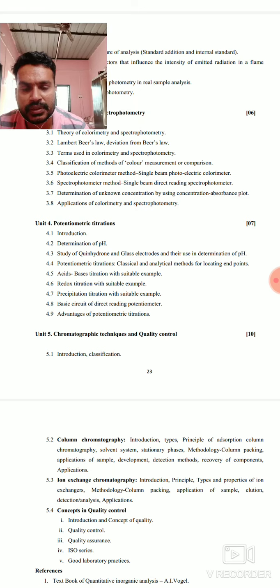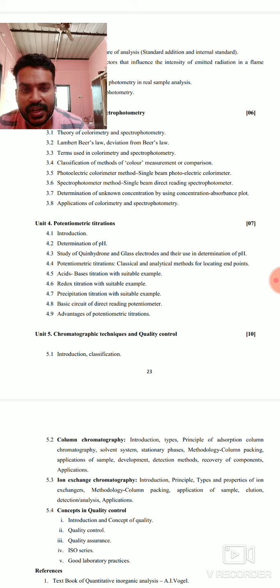Now which points are we going to cover in this potentiometric titration? It includes the introduction, and the application of potentiometric titration in the determination of pH, and this determination of pH we are going to study with the help of the quinhydron electrode and the glass electrode. It includes the study of quinhydron and glass electrode and their use in the determination of pH.